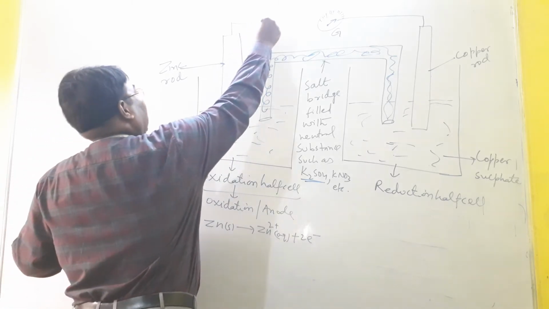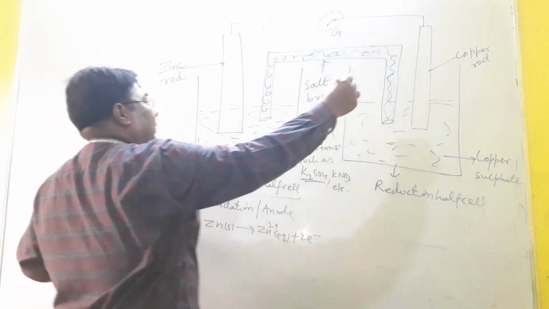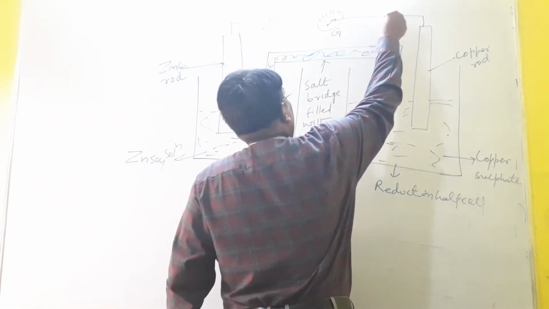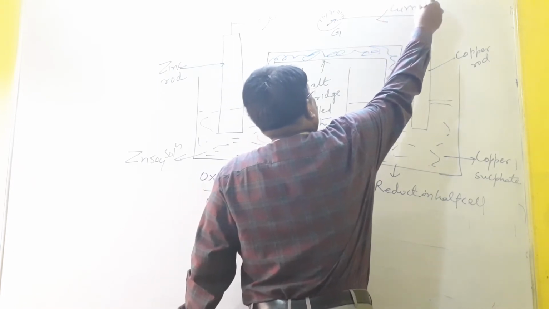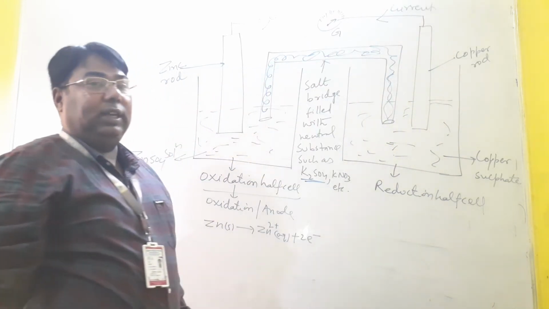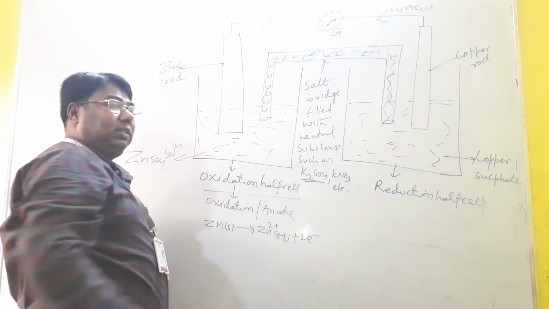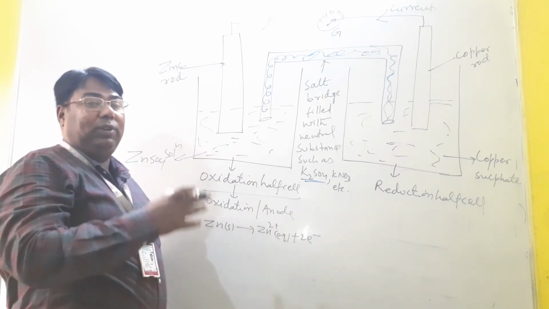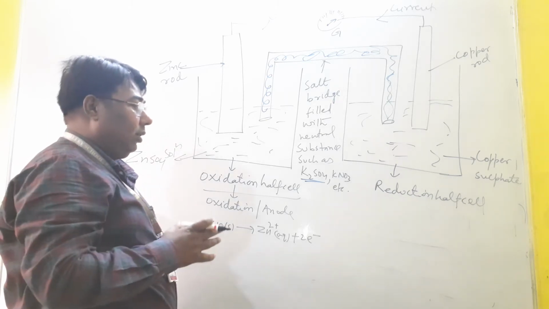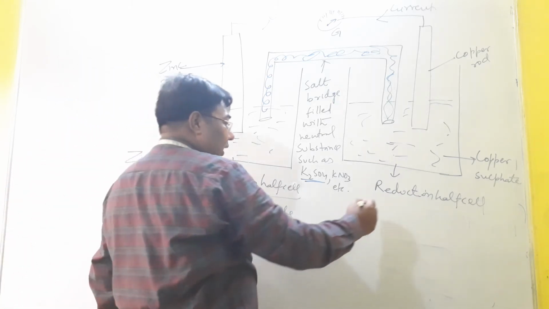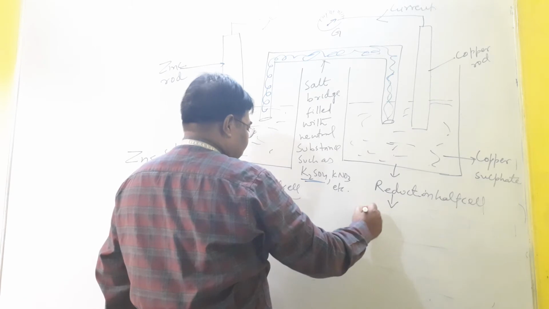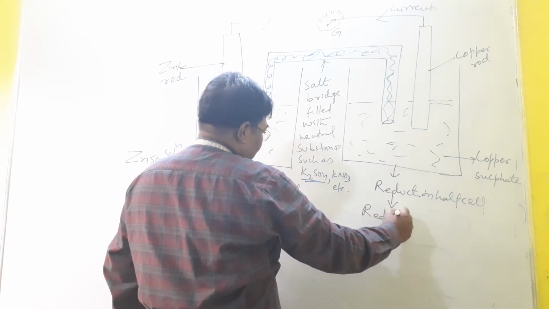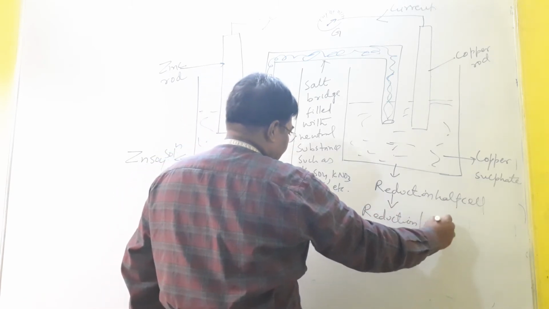So here the electrons flow, and in the opposite direction the current will flow, and deflection is shown in the galvanometer. So all of you have seen that production of electricity takes place. Okay, here is the reduction half cell, because reduction takes place; reduction always occurs at the cathode.